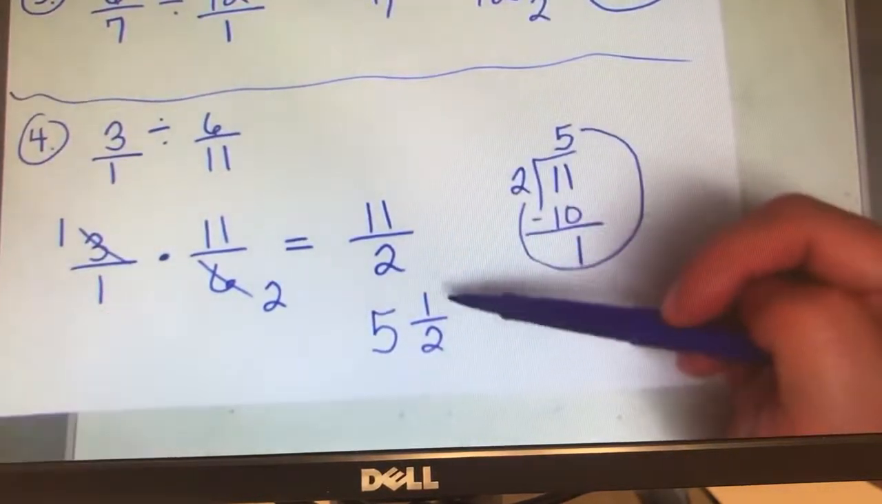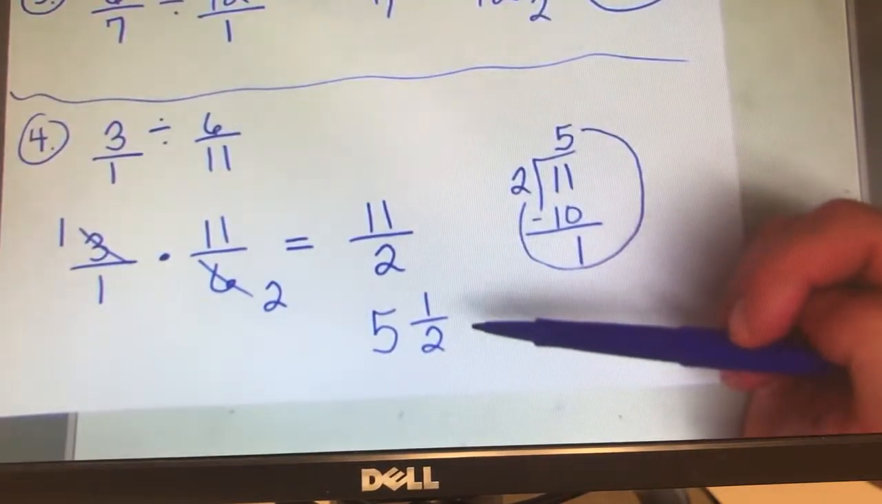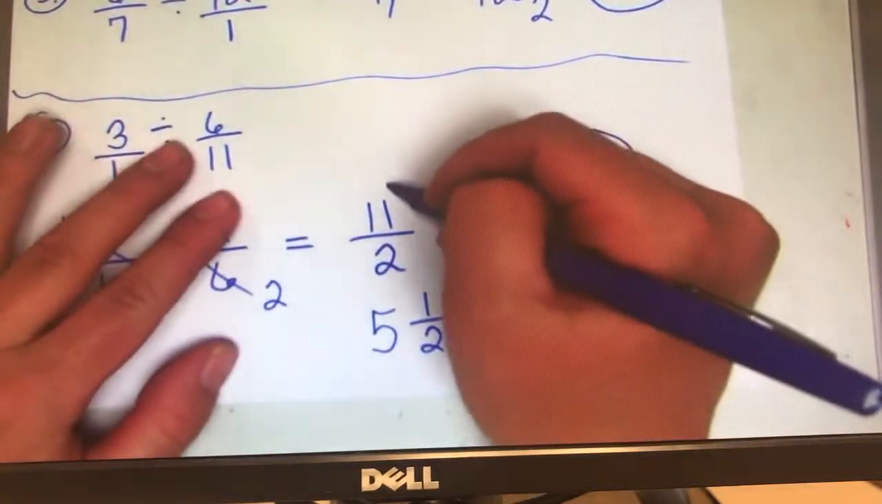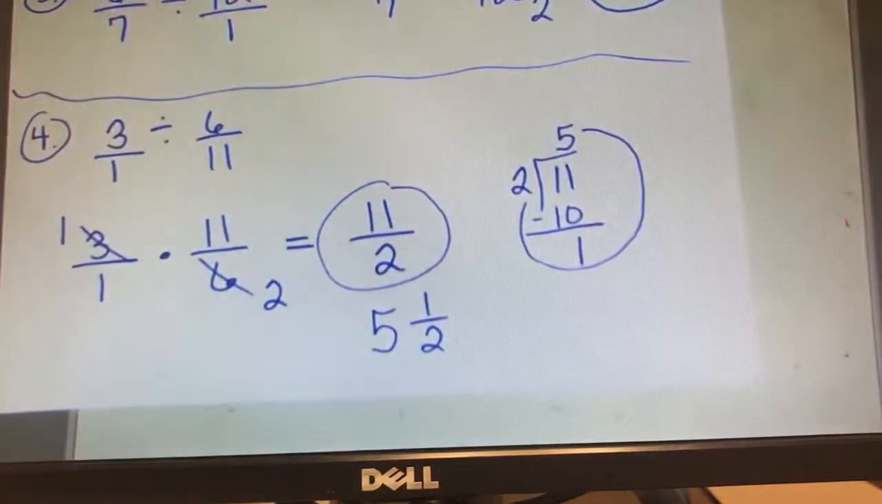So again, either of these answers are acceptable, 11 halves or 5 1/2. You only need to take it down here if the directions tell you to. So that is how you divide fractions.